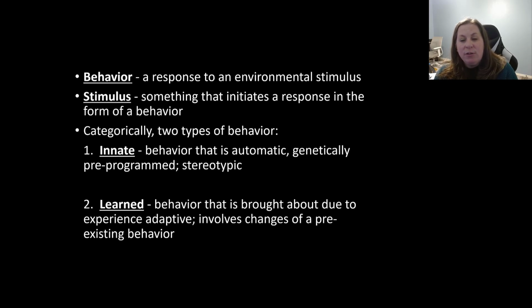So when we look at behavior, they fall into one of two main categories. The first category is the innate behavior. Innate behavior is that behavior that's automatic. It's a behavior that's normally genetically programmed, and we do see that it is a more stereotypical type of behavior. A learned behavior is a behavior that is brought about due to your actual experiences. And so because of this, your learned behaviors can adapt and change. A lot of times you already have a pre-existing behavior, but you can adapt and change that behavior based on the learning that takes place.